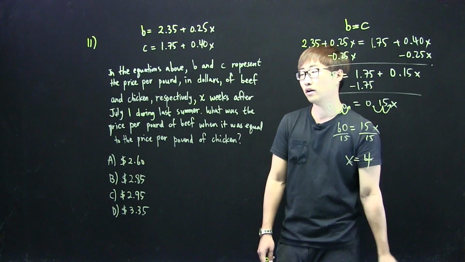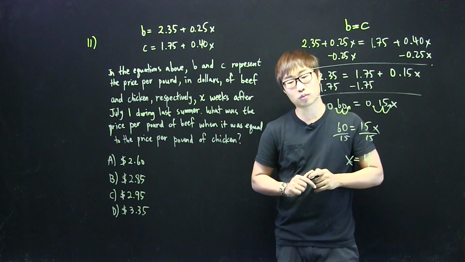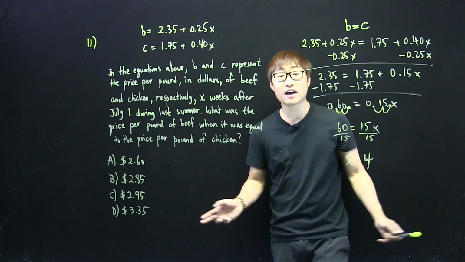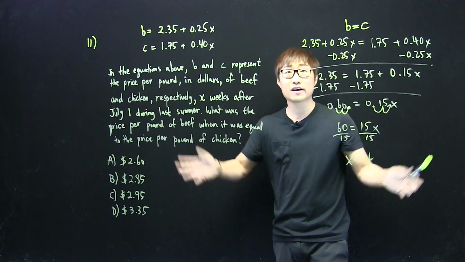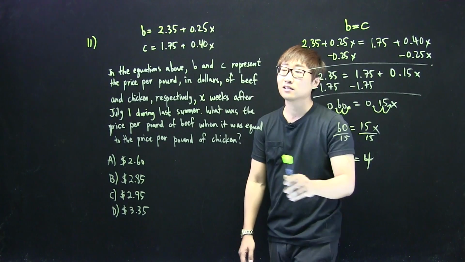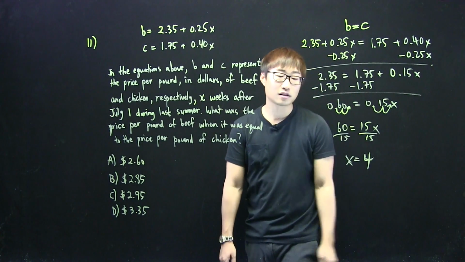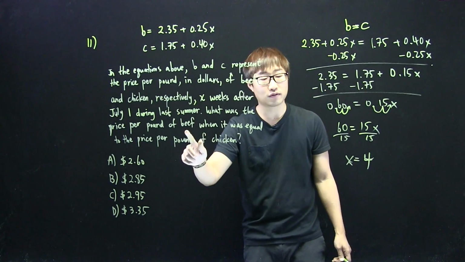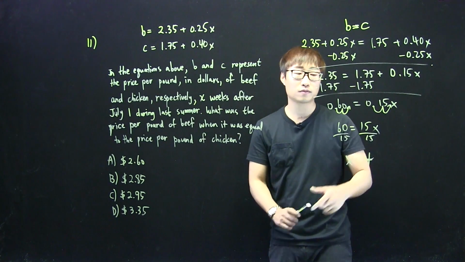Now, this is where everybody normally stops. You just got lucky that 4 is not one of your answer choices, because if it was, everybody's going to go for that answer. Oh, I got x. X is equal to 4. I'm going to circle the 4. Once again, x is the number of weeks. So, what is it asking? What was the price per pound of beef? So we are looking for the beef price.